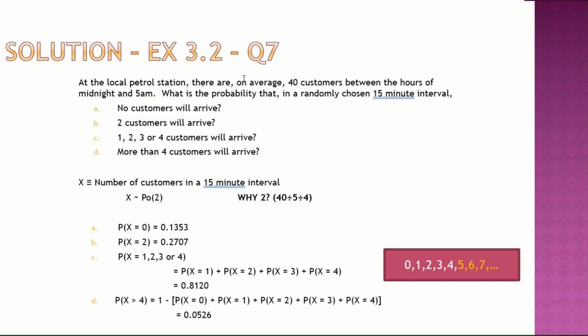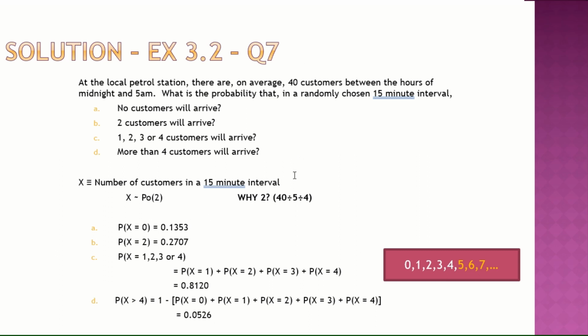Okay, at the local petrol station, there are on average 40 customers between midnight and 5 a.m. Meaning 40 customers in 5 hours. Okay, midnight to 5 a.m. is 5 hours. So 40 customers in 5 hours. What is the probability that in a randomly chosen 15 minutes? So you need to change it now, right? How do you need to change it? You know 5 hours is how many minutes? 300 minutes, isn't it? 5 hours times 60, you get 300 minutes. So 300 minutes is 40 customers. 15 minutes, how many? Cross multiply, you can find the answer. You will get a lambda of 2.